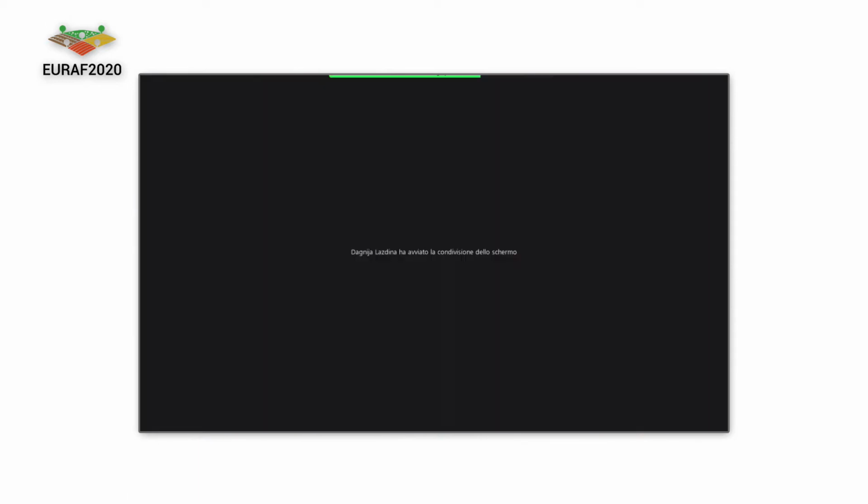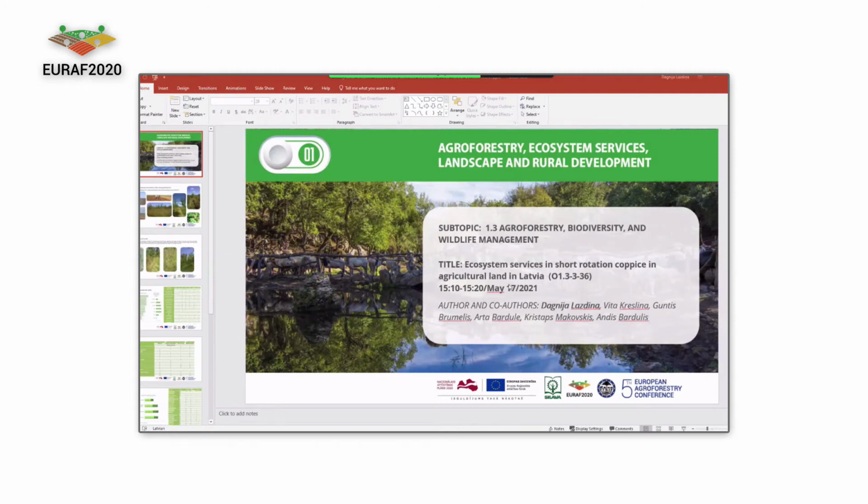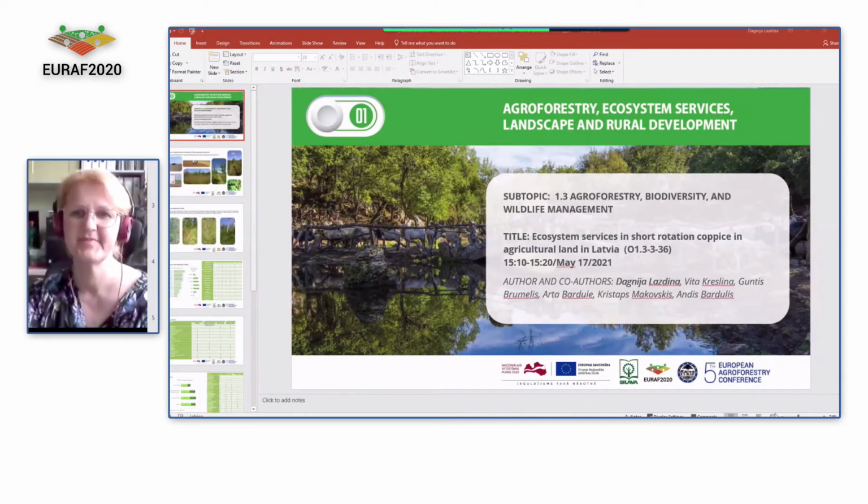Okay, thank you very much. Then we could proceed with our third speaker. If Alexa Vara shows up, please let me know, then we can put her forth. But for now, we continue with the third speaker, and that is Dagnija Lajdina from the Latvian State Forest Research Institute, and she will be talking about ecosystem services in short rotation coppices in agricultural land in Latvia. Dagnija, the floor is yours.